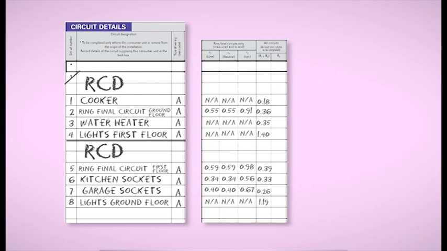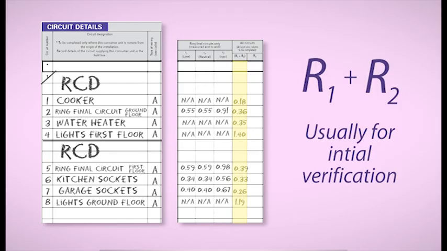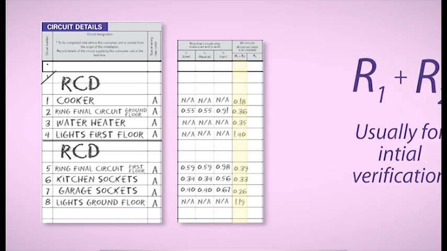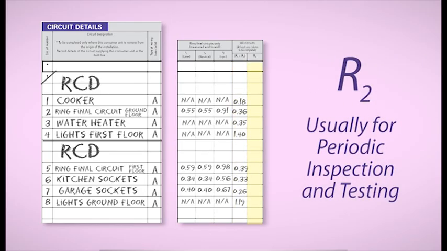For initial verification, it is good practice to do the R1 plus R2 option. The R2 test is usually undertaken on periodic inspections as a convenient method of determining that a CPC has been provided at every accessory and outlet.